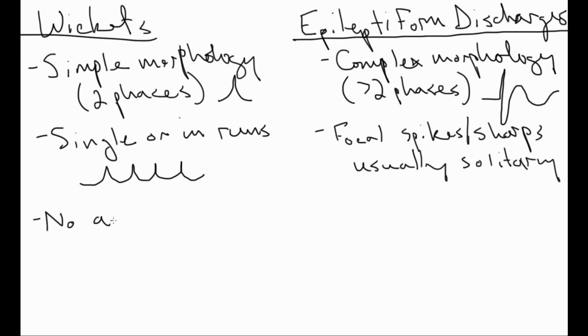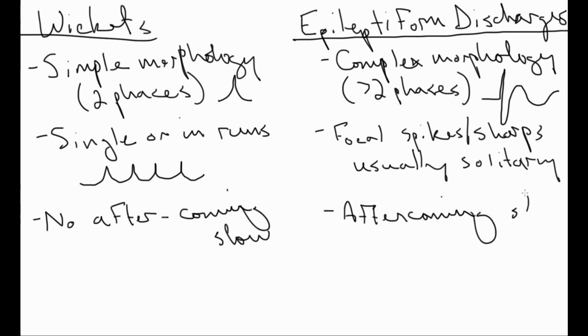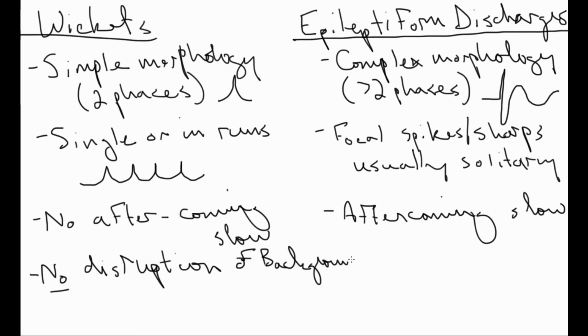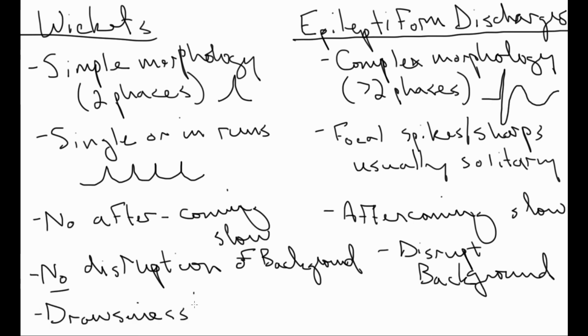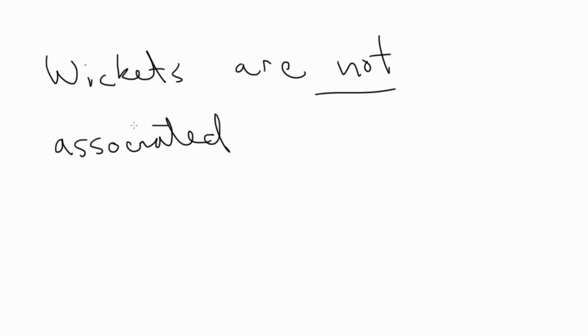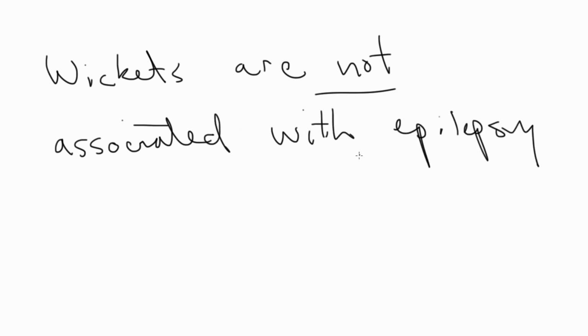Wickets do not have an aftercoming slow wave, while epileptiform discharges do have an aftercoming slow wave. With wickets, there is no disruption of the background rhythm, while epileptiform discharges typically disrupt the background. Wickets typically occur during drowsiness and sleep, but epileptiform discharges can occur in any state. Most importantly, wickets are not associated with epilepsy. It is important to identify wickets and distinguish these from true epileptiform discharges to avoid misdiagnosis.